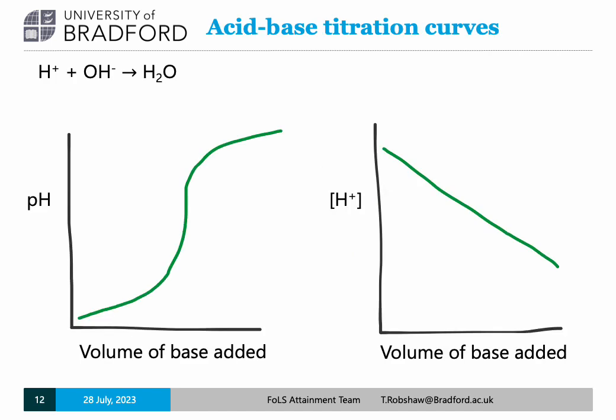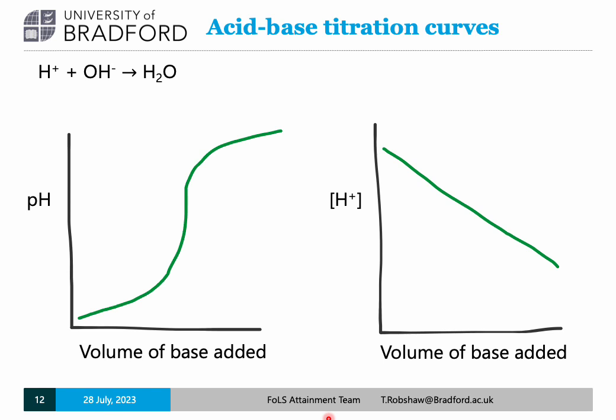You'll probably recall from previous education that when we add a base to an acid, the hydroxide ions present in the base neutralize the protons in the acid to form neutral water molecules, as you can see in this chemical equation up here. Then as we add more base, there becomes an excess of OH minus in the solution, and the pH shifts to an alkaline pH, above 7 in other words.